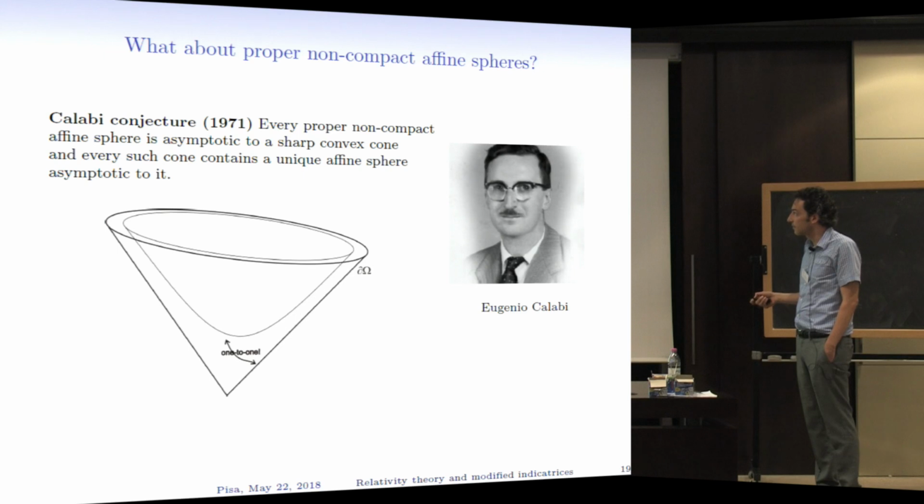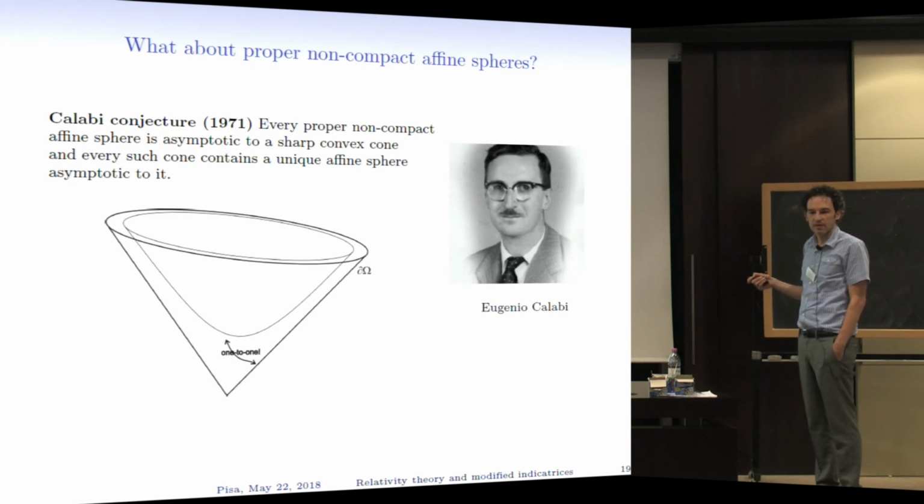What about non-compact affine spheres? Well, Calabi conjectured that every proper non-compact affine sphere is asymptotic to a sharp convex cone, and every such cone contains a unique affine sphere up to homotheties, asymptotic to it. So this is the cone that we want. We say, for us, the observed space is the affine sphere.